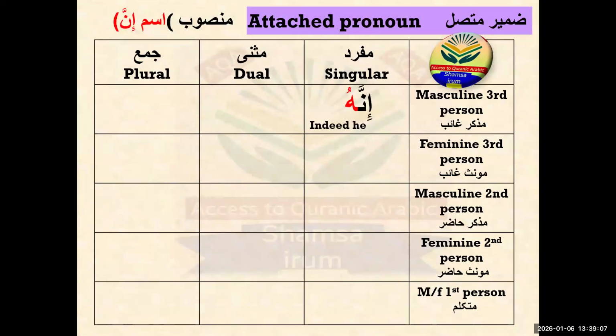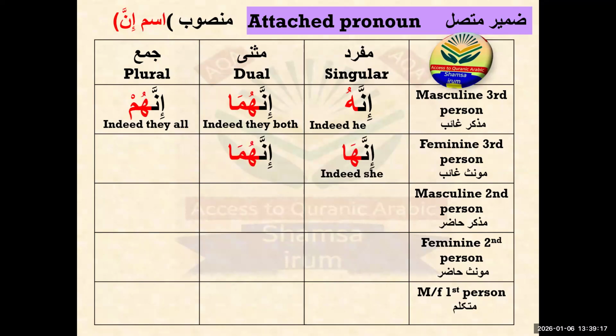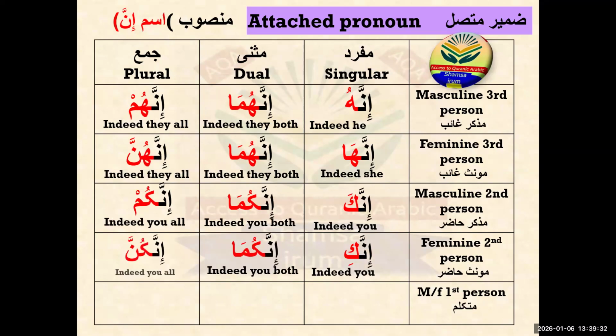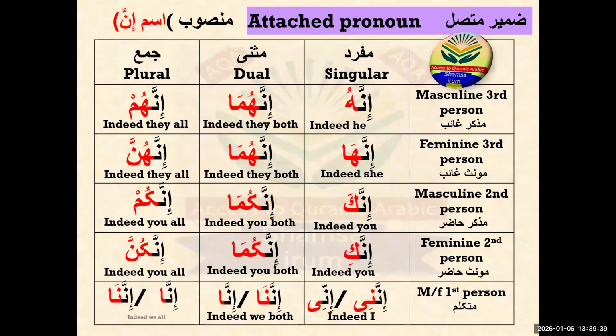Innahu, indeed he; innahuma, indeed they both; innahum, indeed they all; innaha, innahuma, and the translation you can read by yourself. Okay, innahunna, innaka, innakuma, innakum, innaki, innakuma, innakunna, innani, inni, and innana, inna, again inna, innana.